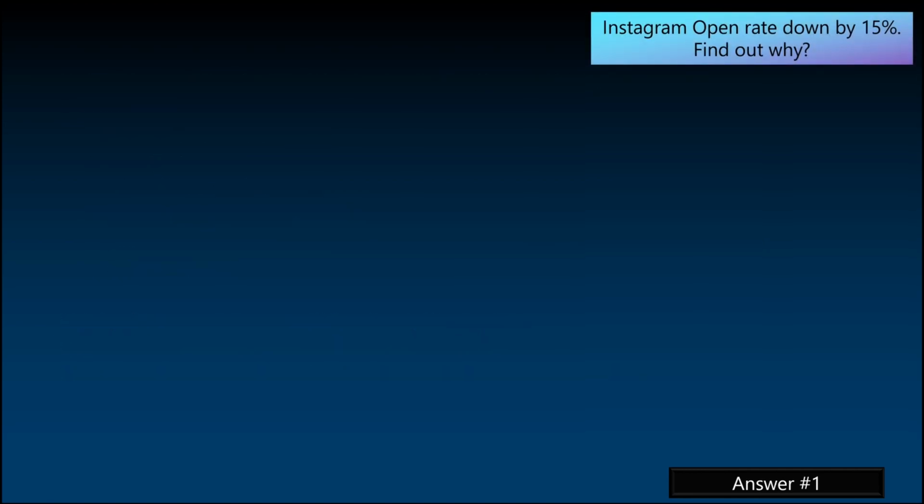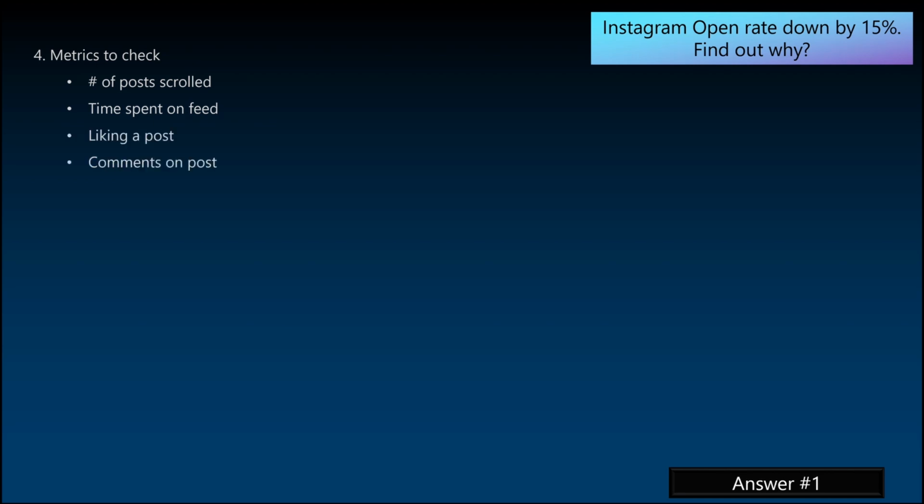Next, now that we know there is a change of user behavior pertaining to feed interaction, you need to define the metrics that you need to check, including 1. Number of posts scrolled. 2nd. Time spent on feed. 3rd. Liking a particular post. 4th. Comments on particular posts.